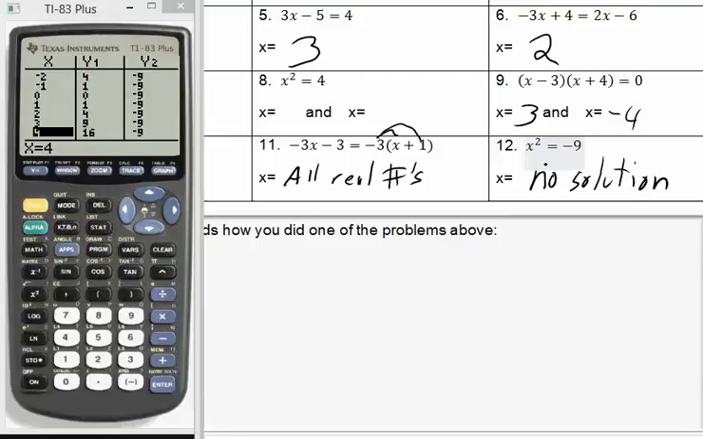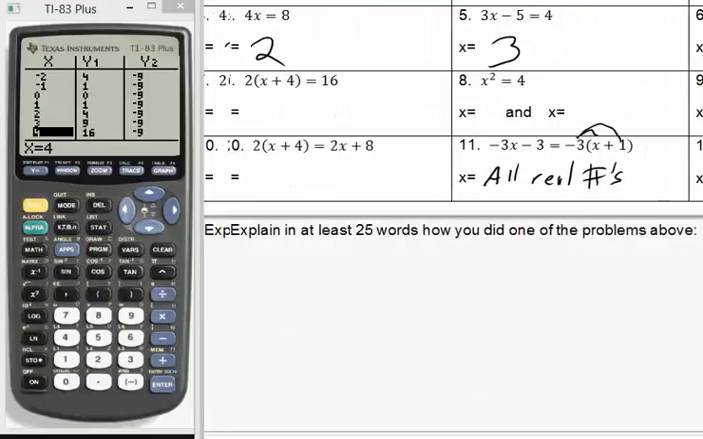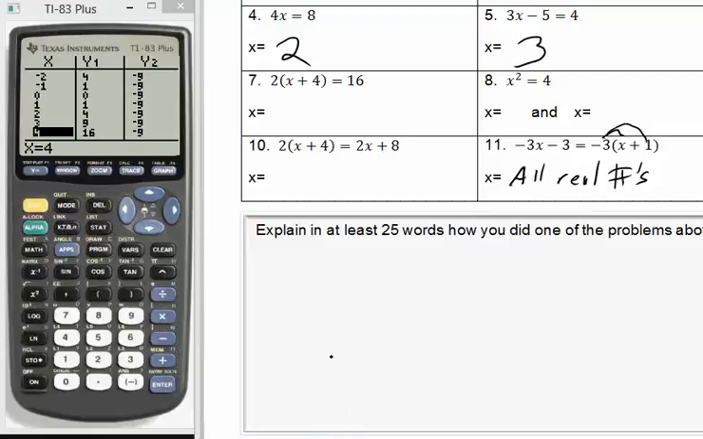All right, I'm going to leave the rest of them for you to do. And remember again, at the bottom, you need to pick one of those and explain in words exactly how you did it on the calculator.